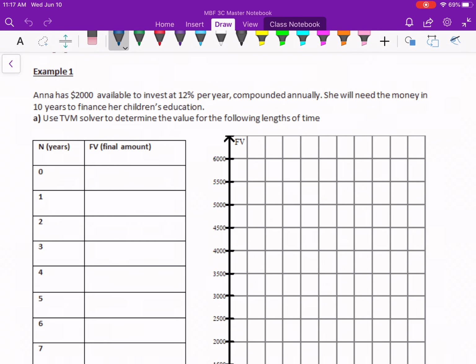Anna has $2,000 available, so she wants to invest it. It's 12% per year, compounded annually, so that's once a year. She wants the money in 10 years to finance her children's education. So those are the things that we know we need to put in. TVM Solver, remember, that's just time value of money.